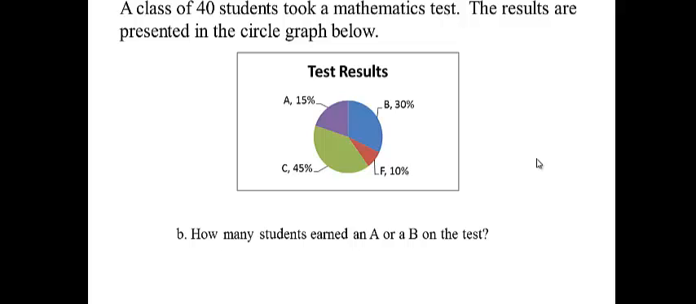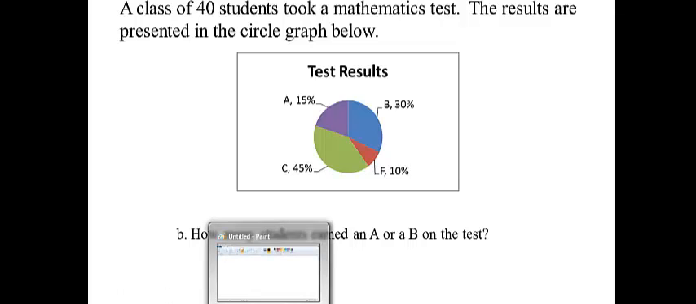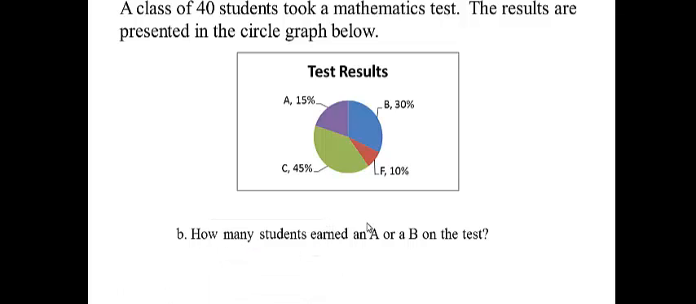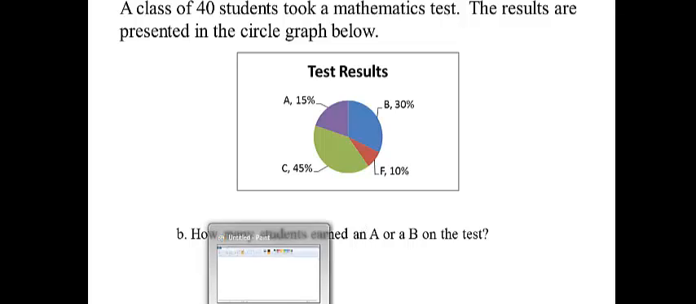If we're talking about A or B, it means one or both. So we're going to add the percentages up to find the total percentage of students who got A's or B's. So in this case, 15 plus 30 becomes 45%. 45% of 40 students is what we need to figure out.